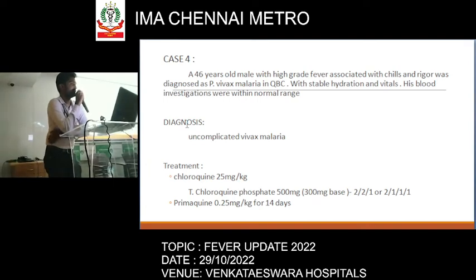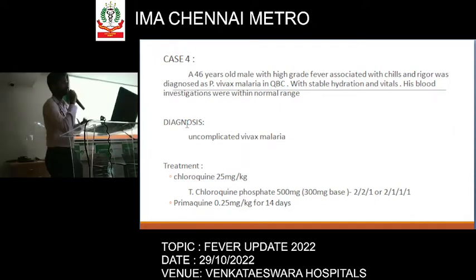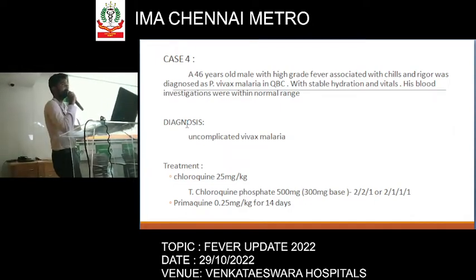Coming to malaria, which is the second most common tropical fever that we are dealing with in Chennai. Consider a 46-year-old male with high grade fever associated with chills and rigor, diagnosed to have Plasmodium vivax malaria in QBC. His vitals are stable, his blood parameters are normal and there are no complications. So, he is going to have uncomplicated vivax malaria. So, what's the treatment for this malaria?